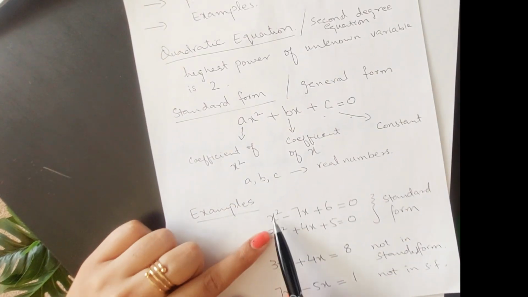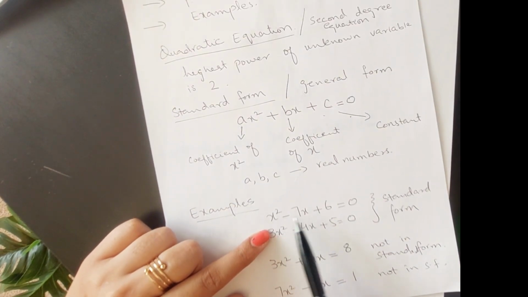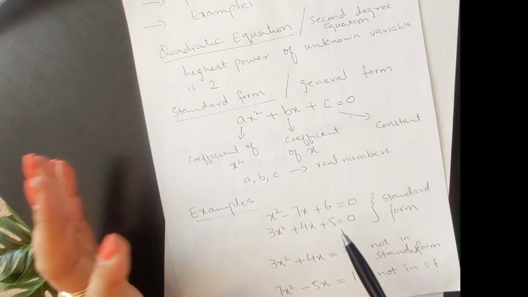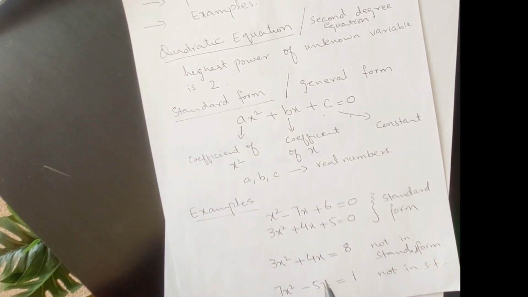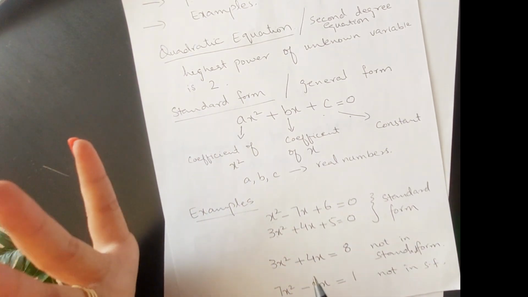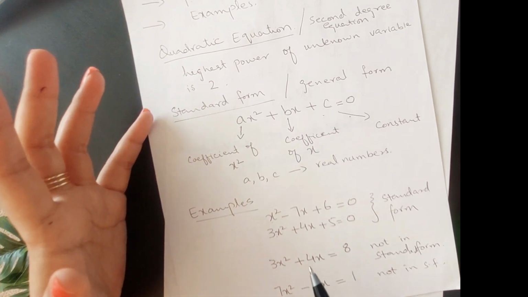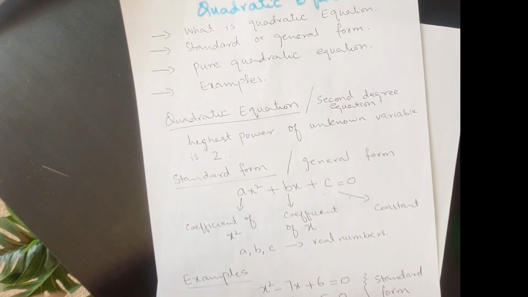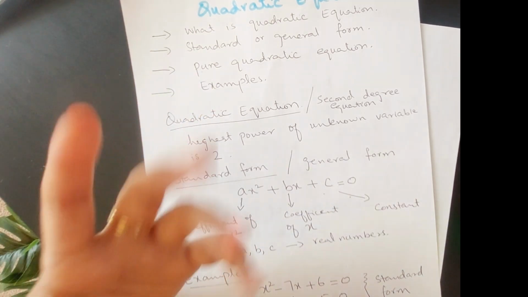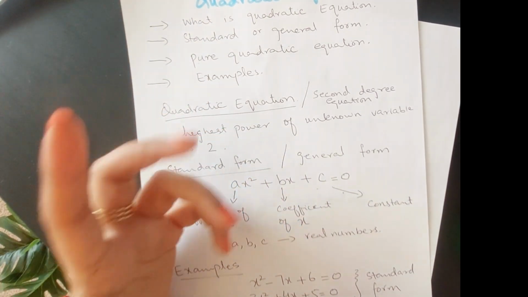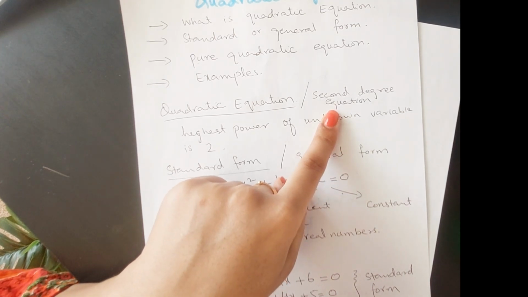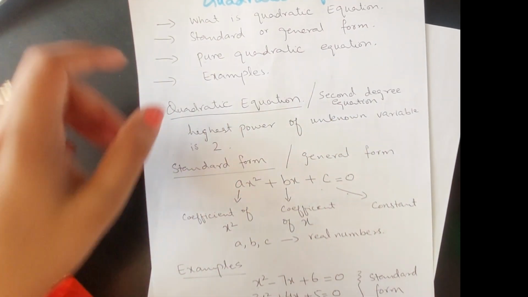These are some examples: x square minus 7x plus 6 is equals to 0. You can take any examples. So your homework is to write some good examples of quadratic equation in standard form and not in standard form. Okay, and you should know another name of quadratic equation. Another name of quadratic equation is second degree equation because the highest power is 2.